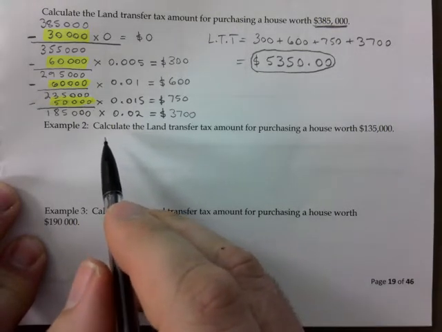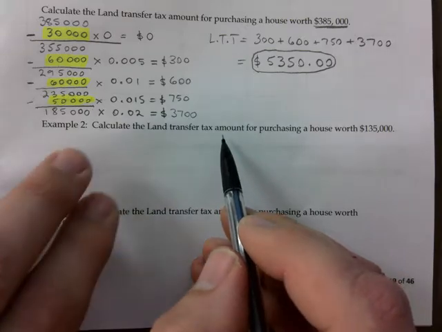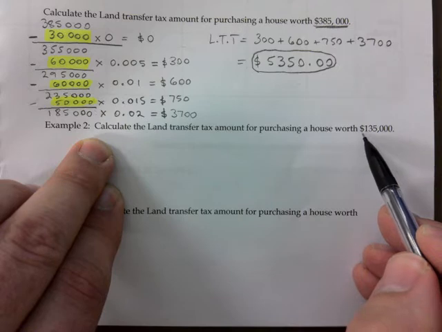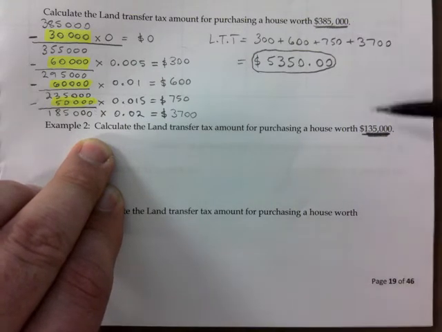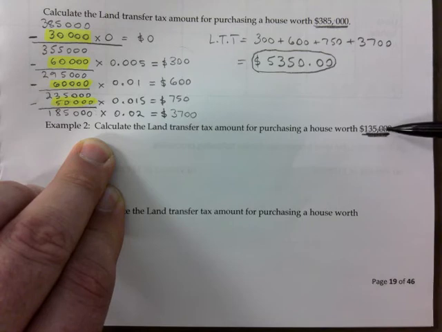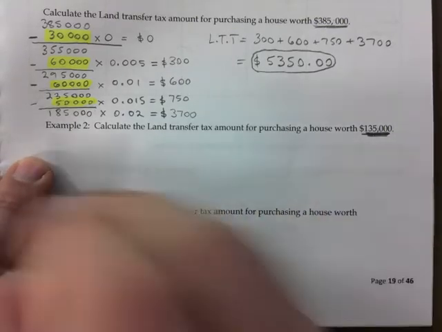Watch this, guys. Calculate the land transfer tax. This is going to be different, so you got to pay attention. It's going to be somewhat the same at the beginning, but it will change. A house worth $135,000. I don't know if you notice. Look at the amounts. This one does not go past the $200,000. So that's where this is different. So if you're falling asleep, wake up right now. Okay, this is going to be one that you need to make sure you know how to do.